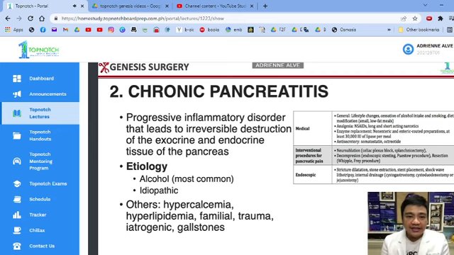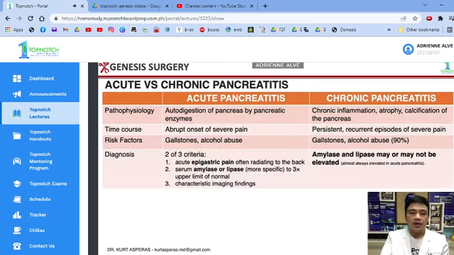In terms of chronic pancreatitis, ito, progressive siya, hindi siya one-time, big time. Inflammatory disorder causing irreversible destruction to both exocrine and endocrine tissue of the pancreas, most commonly associated with alcoholism or alcohol use. Dito, compare and contrast lang natin sa acute versus chronic. Acute pancreatitis, how do you diagnose? Sabihin natin 2 of 3 ng Atlanta criteria. Whereas kapag chronic pancreatitis, amylase and lipase may not be elevated.